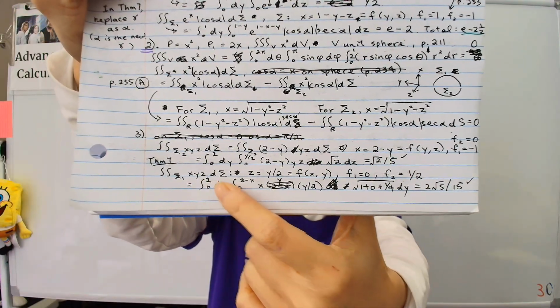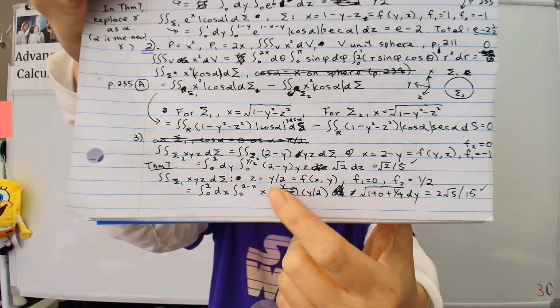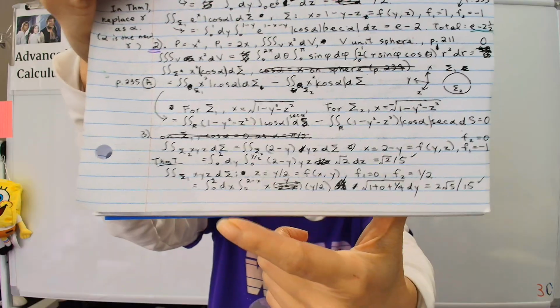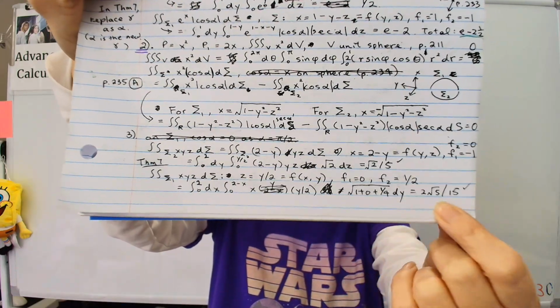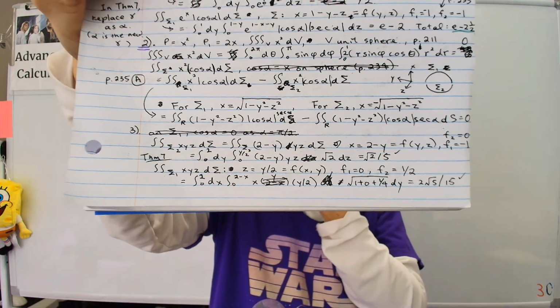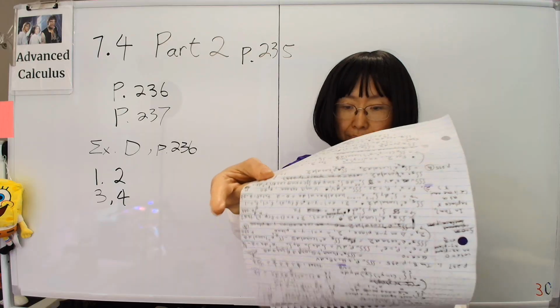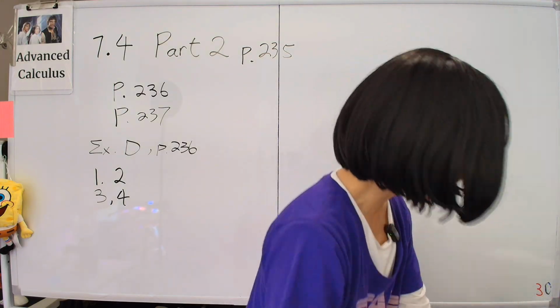And then similarly with the other one, where we have z equals f of x, y, which is y over 2, which gives f1 is 0, f2 is 1/2, and plug it into theorem 7. And this answer also proved to be correct. That's problem 3.